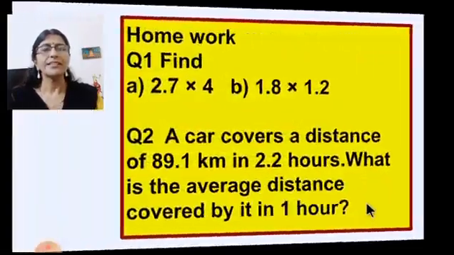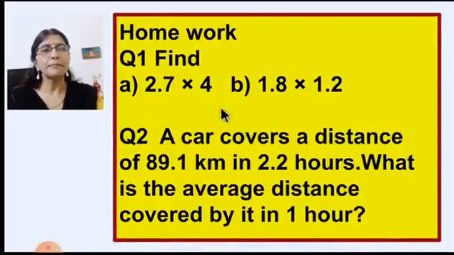Now children, this is your homework for today. Two simple multiplications are given. You try to do them, and then this is a word problem. A car covers a distance of 89.1 kilometers in 2.2 hours. What is the average distance covered by it in 1 hour? So what you will do, multiplication or division, you think and solve it.